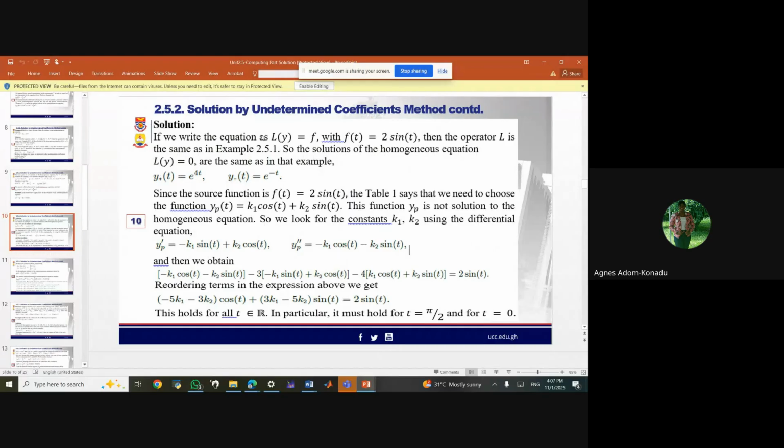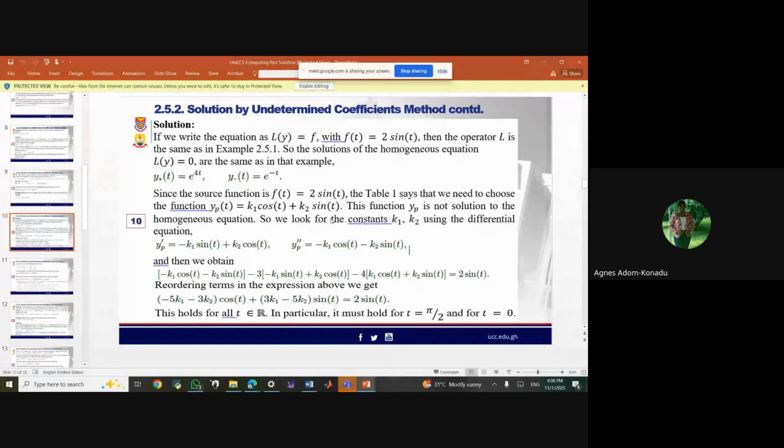So here, the solution of the homogeneous part is the same as before. Since the source function is f of t equals 2 sine t, the table says that we need to choose the function y_p to be k1 cos t plus k2 sine t. So this function y_p is not a solution to the homogeneous. So we look for our constants k1 and k2 using the equation. So here, that's my guess.